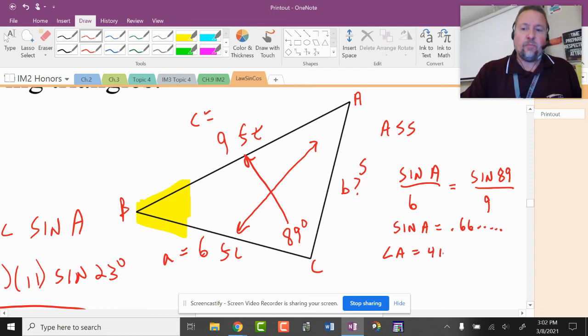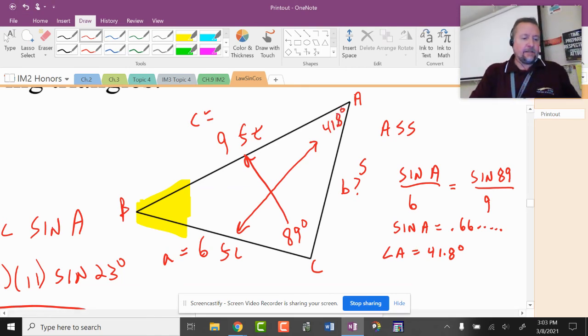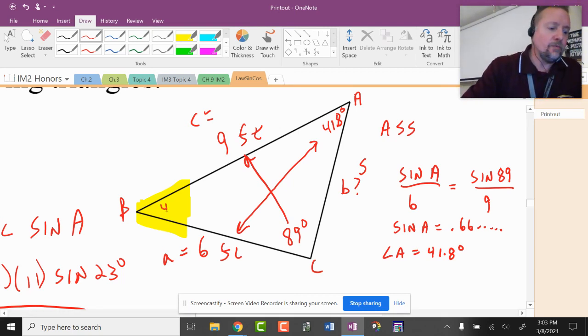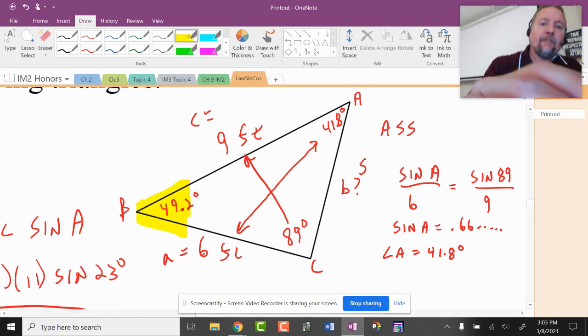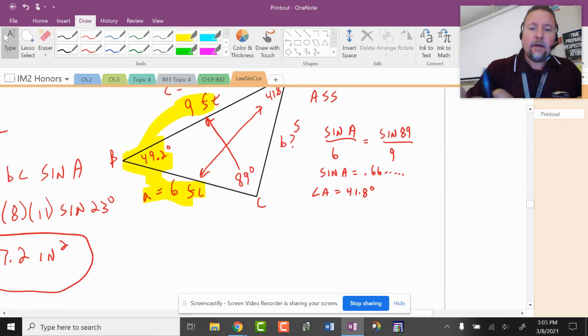is 41.8 degrees, but that's up here. So now, I did an old switcheroo there. 41.8 degrees. But now I've got to do 180 minus answer minus 89. Okay, then this is 49.2 degrees. Now I have SAS. So now I go to the next step.